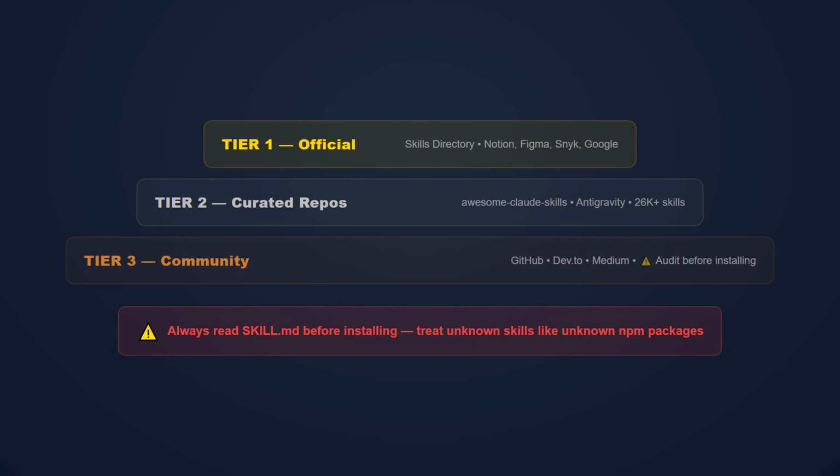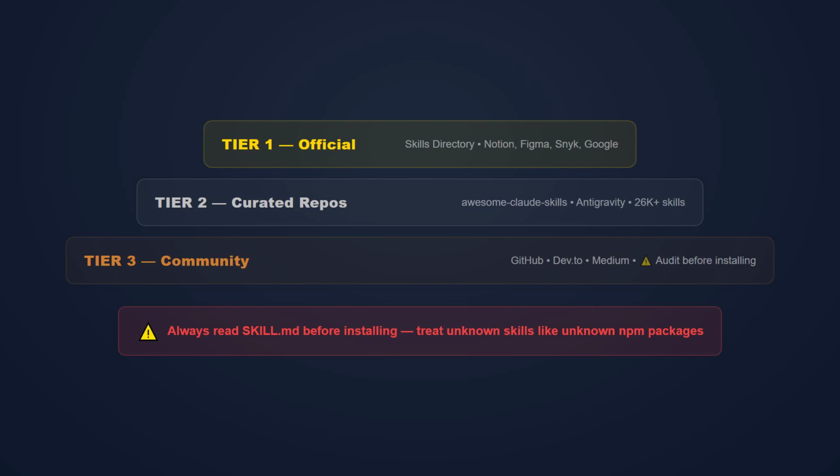Tier 2, curated GitHub repos. The biggest one is awesome-claude-skills. Think of it as the awesome list for skills. Over 500 hand-picked, categorized skills covering everything from TDD workflows to PDF manipulation to security auditing. There's also Antigravity's collection with over 1,200 skills that install with a single npx command. And Tier 3, the Wild West. Community skills on GitHub, dev.to posts, Medium articles, Substacks. Some of these are gems, some are garbage, and some are dangerous.